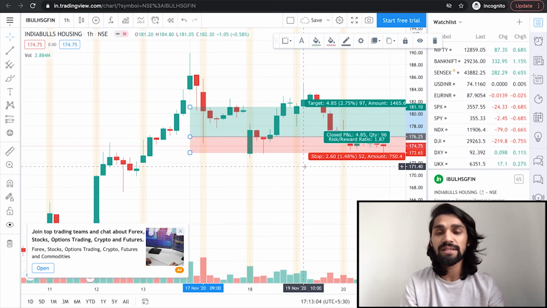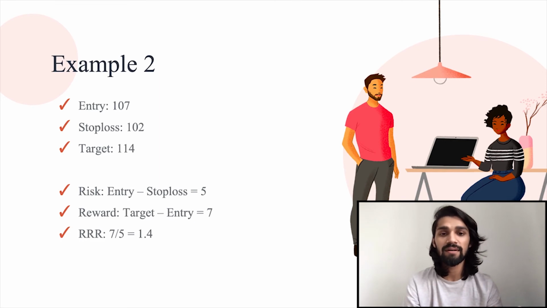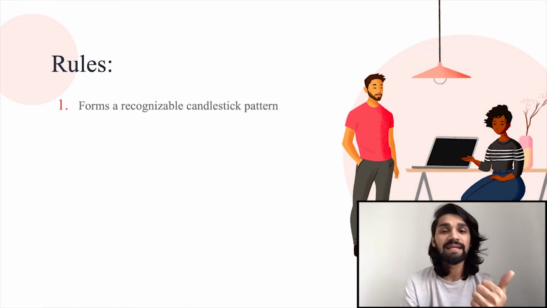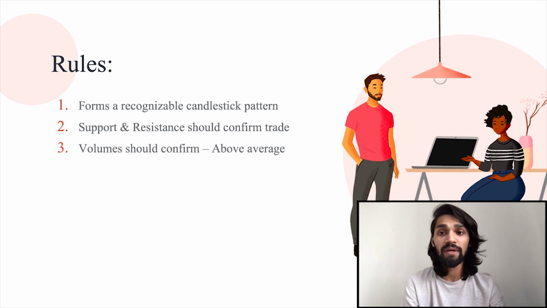So that's how you take out reward to risk ratio. Now coming back, we know everything about technical analysis, so let me just give you a rule sheet, so that if you follow that rule sheet with every trade, you will have trades that go in your favor 90% of the time. So the first rule would be the stock forms a recognizable candlestick pattern. The second rule would be the support and resistance should confirm your trade. The third rule would be volume should confirm your trade. That is, the volume should be above average, above the last 10-day average.